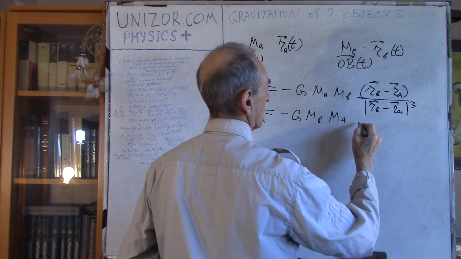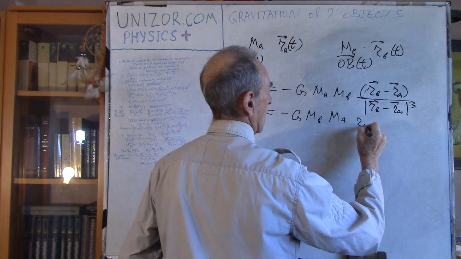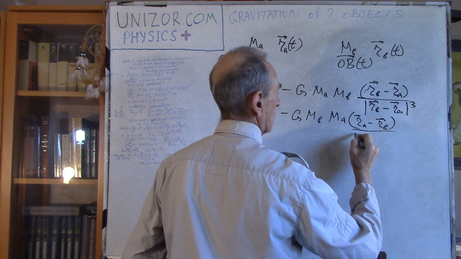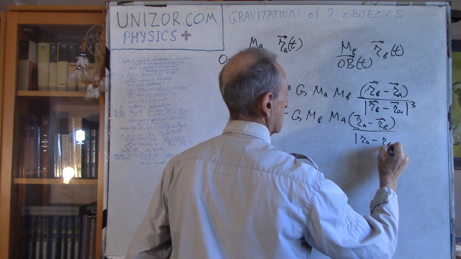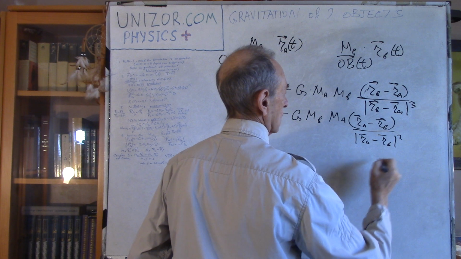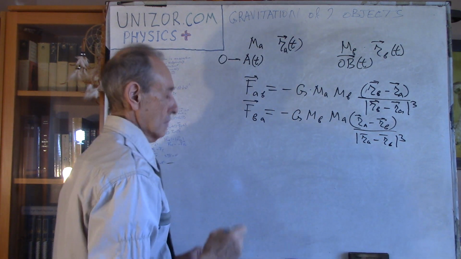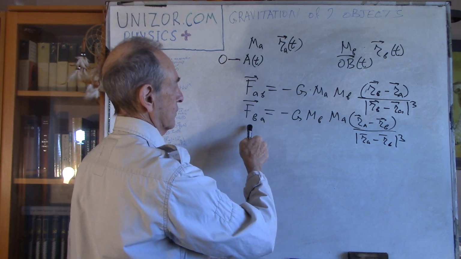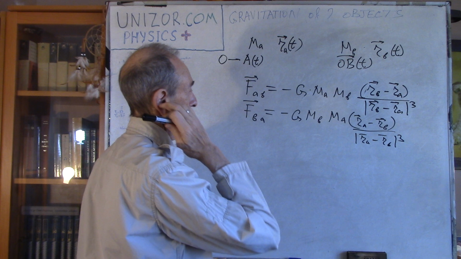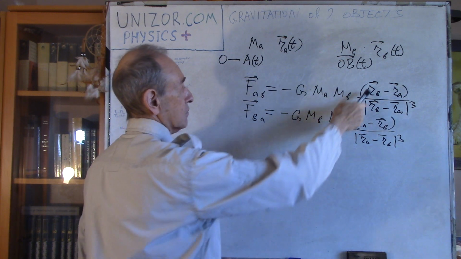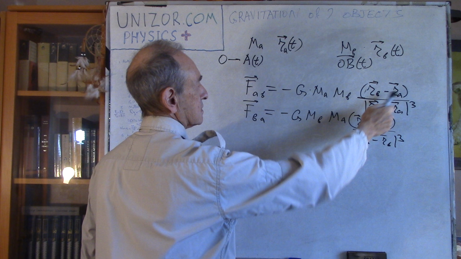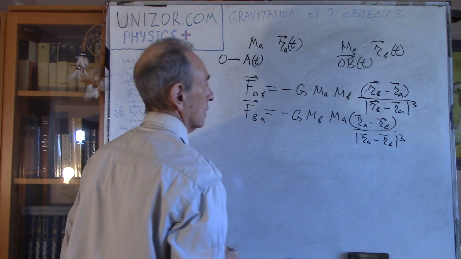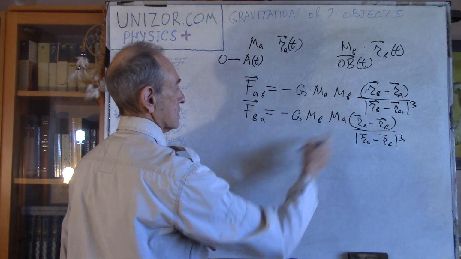And same thing here, but the direction would be different. RA minus RB divided by RA minus RB cube. Now that's much better because these are vectors and now these are vectors. Now what's interesting is that obviously these two are opposite to each other and their sum is equal to 0, right? Because everything else is the same.